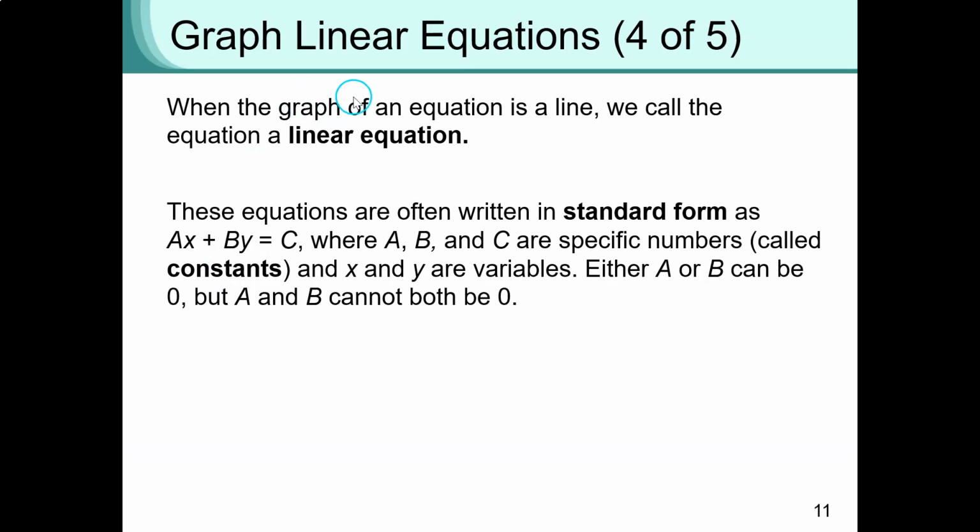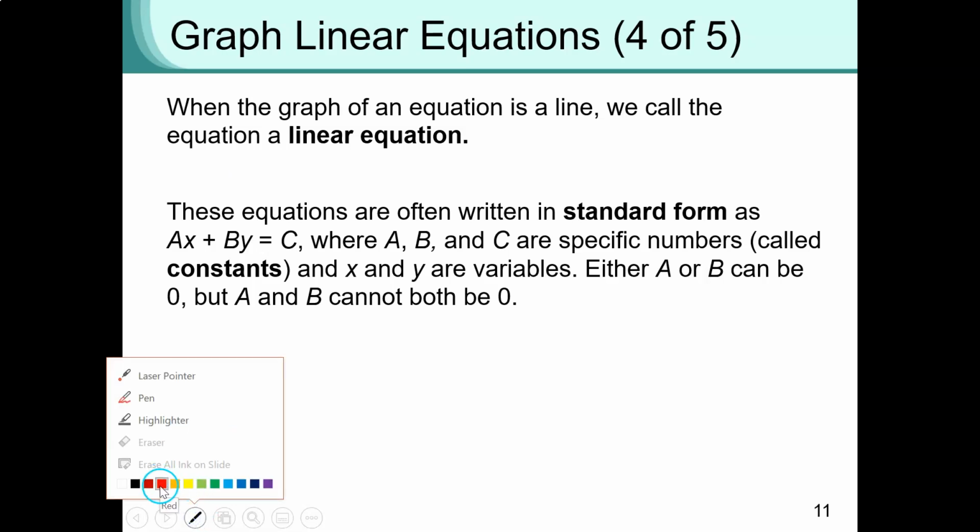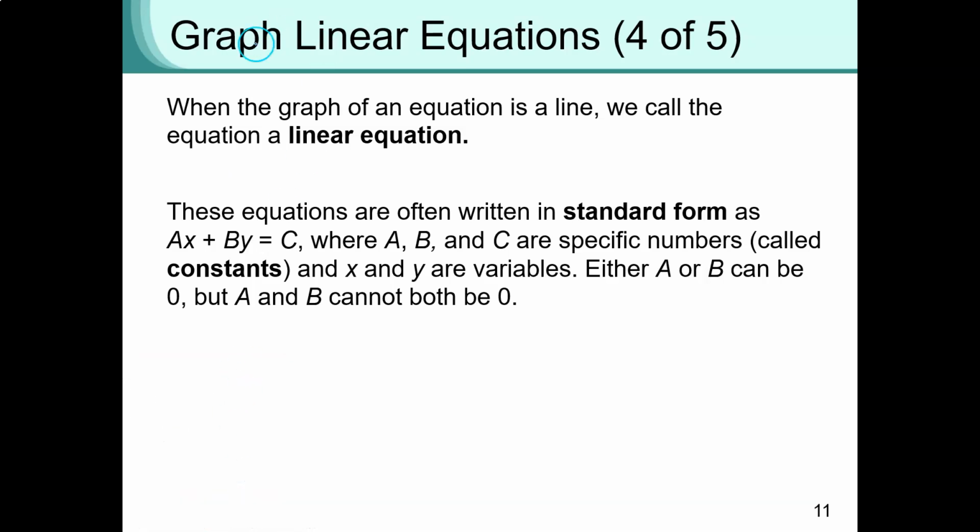When the graph of an equation is a line, we call the equation a linear equation. With a linear equation, you will have a straight line. So you might have the straight line going in this direction. So this would be a positive slope.